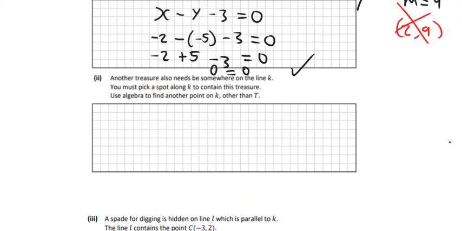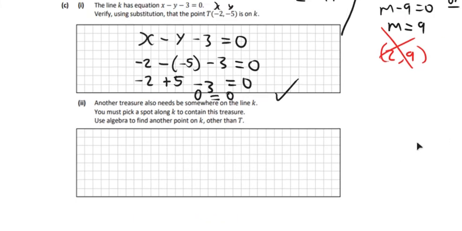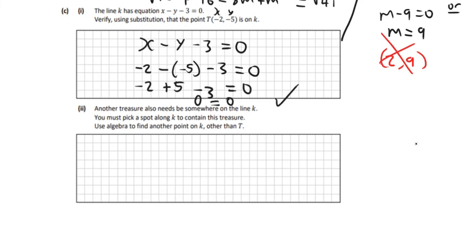You must pick a spot along k to contain this treasure. So use algebra to find another point on k other than t. Right, so you'll get all different answers here. The line is x minus y minus 3 is equal to 0. So all you have to do is pick any value and sub it into either x or y.